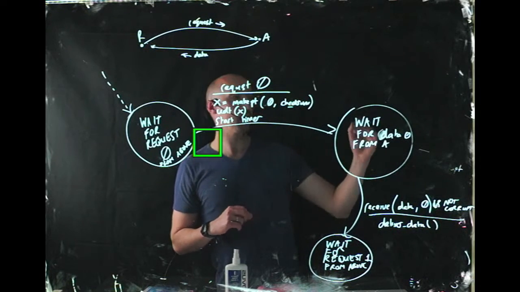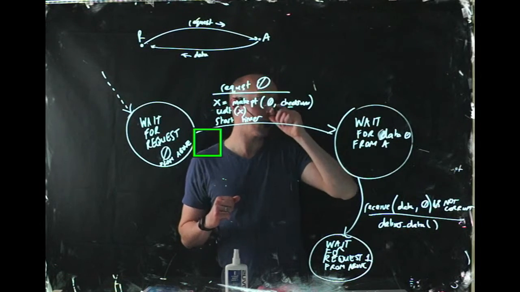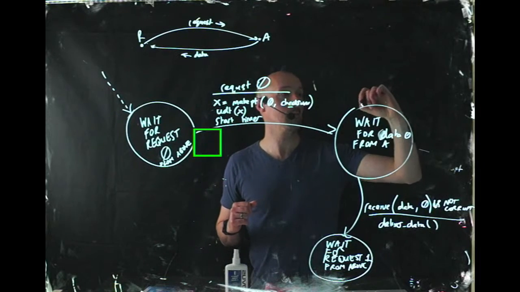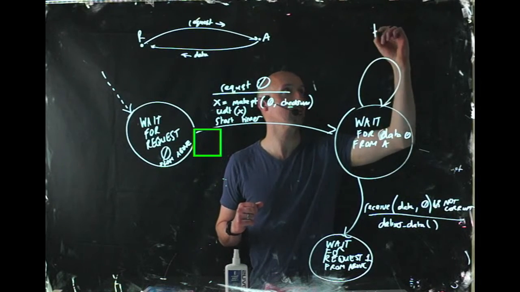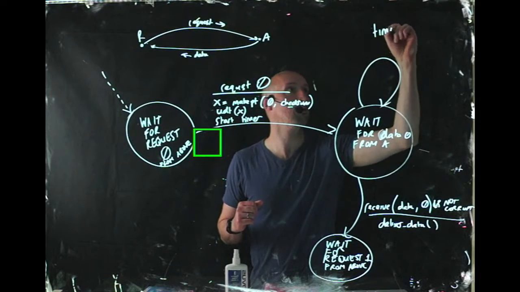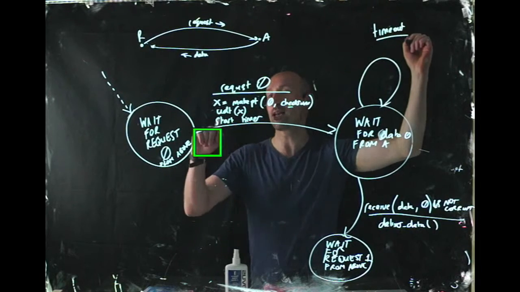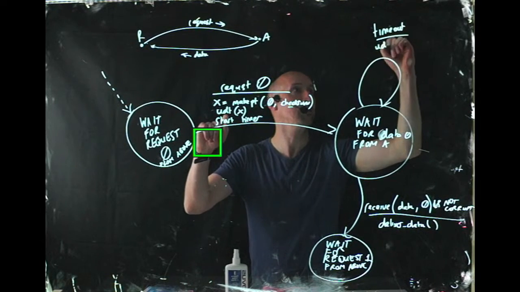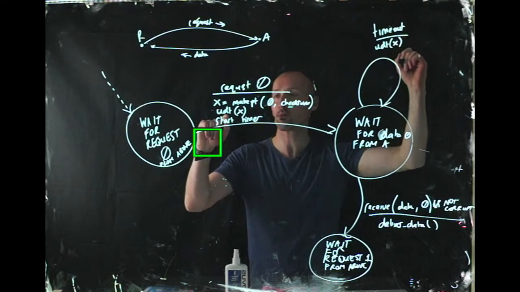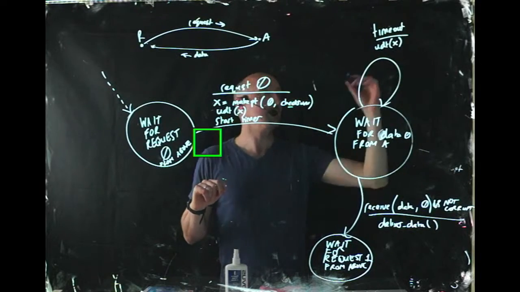What else could have happened here? Well, while you were waiting for the data, you could have experienced a timeout. That would just mean come back, right? So timeout: you would just resend your request, UDT send X here. Start timer.